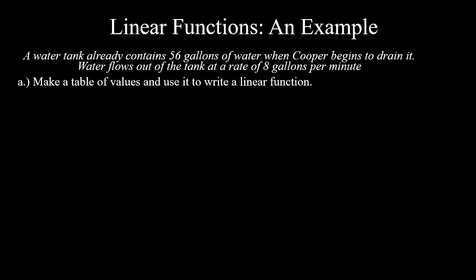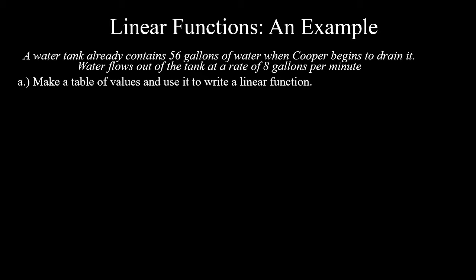So we have this water tank, right? And it already contains 56 gallons of water. Now, I don't know about you, but alarm bells are going off in my head. I just got a starting value, an initial value there of 56 gallons of water, okay? When Cooper begins to drain it, draining means that my water is going to be going down. It's going to be going less and less. And we just talked about the behavior of linear functions. So as my input is increasing, my output should be decreasing, which means I'll probably have a negative slope, right? Water flows out of the tank at a rate of 8 gallons per minute. So we're even given the rate with this. We're given the slope. We're given the rate of change here.